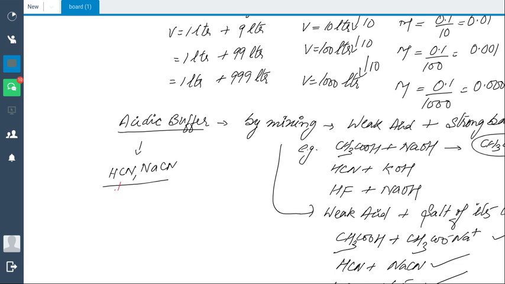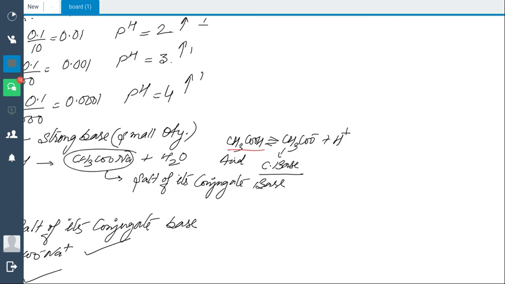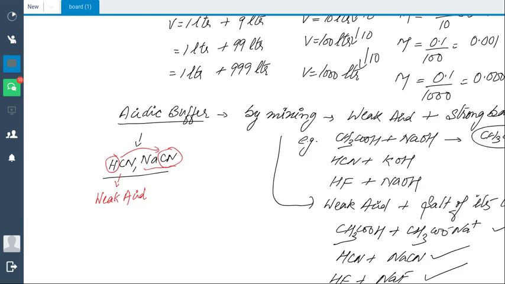See, the first thing you have to check is that this part is a weak one, so this is a weak acid. Now see over here, you have to focus on this hydrogen. You have a hydrogen here, but you don't have a hydrogen over here, because the acid and the conjugate base differ by one hydrogen. So if there is a difference of one hydrogen, it means this is an acid and conjugate base pair. So this behaves as a buffer.